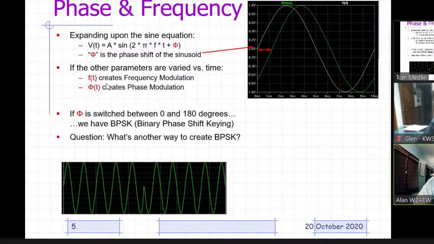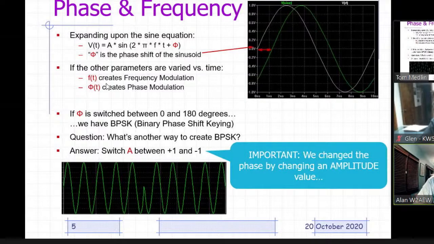But here's the interesting thing. What's another way to create a BPSK signal, other than just changing the phase between 0 and 180 in some kind of phase modulator? The answer is another way is to switch the A parameter, the amplitude term, from +1 to -1. The key here is that we've actually changed the phase by changing an amplitude value. And in some sense, that's a lot easier to do from a circuitry standpoint. It's a lot easier to change the gain, invert the gain.